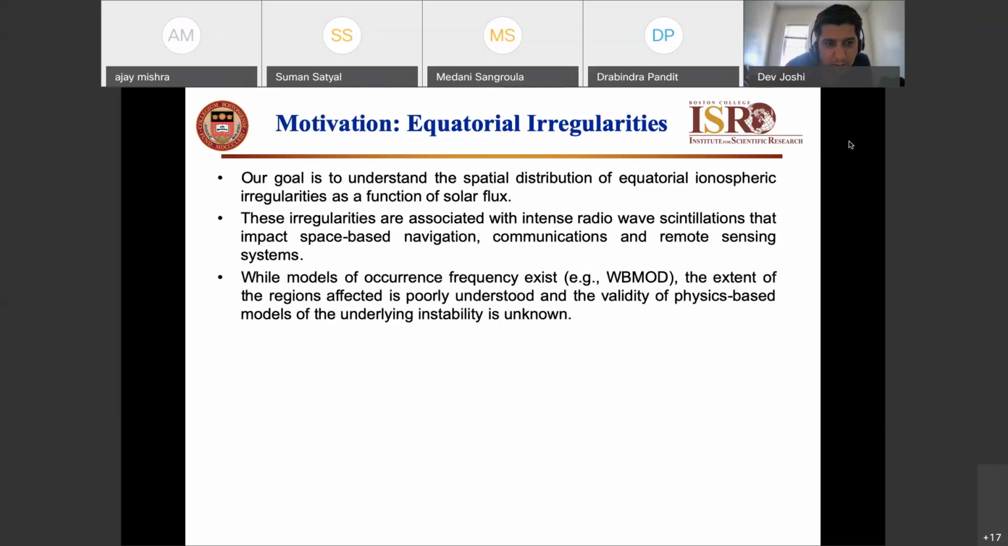Our main goal is to understand the spatial distribution of equatorial ionospheric irregularities as a function of solar flux. These irregularities are associated with, as I said earlier, intense radio wave scintillations that impact space-based navigation, communication, and remote sensing systems. While models of occurrence frequency exist, the extent of the regions affected is poorly understood, as is the validity of physics-based models of the underlying instability.